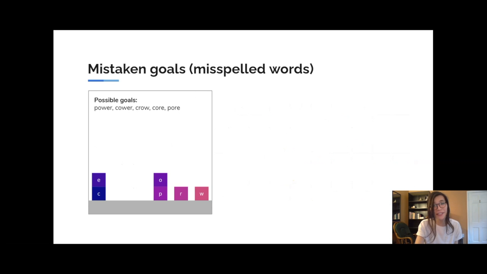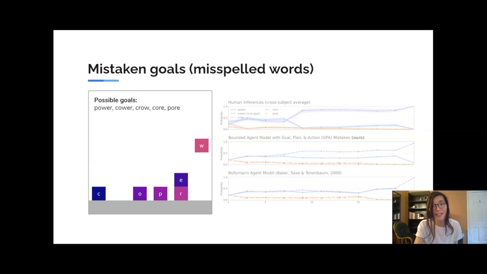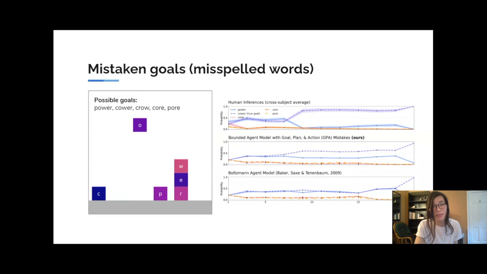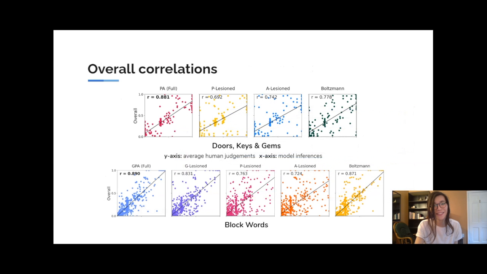Finally, let's see an example of mistaken goals. Watch as this agent stacks lettered blocks and try to guess what word it's trying to spell. Did you already manage to guess cower? If so, you're like our other human subjects, who accounted for the possibility that words might be misspelled. An instance of goal confusion in this context. Our model was able to do the same, assigning cower as the most likely goal once its misspelling was observed.